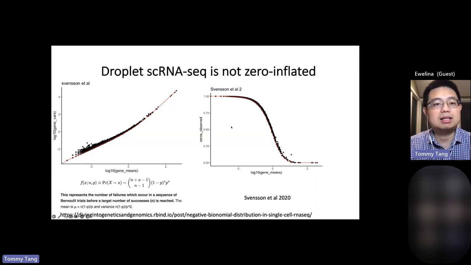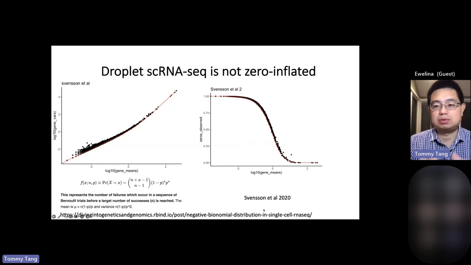We can then plot the observed proportion of zeros for each gene across cells, those black dots here, versus the theoretical zeros, the red line here fitted by the negative binomial distribution, and we see it fits really well. The zeros are purely because of sampling errors. Remember, each cell here contains exactly the same RNA content, right? So those zeros are there just because of sampling errors. That's why this paper says droplet single-cell RNA-seq is not zero-inflated. Remember, all models are wrong. Some are useful.